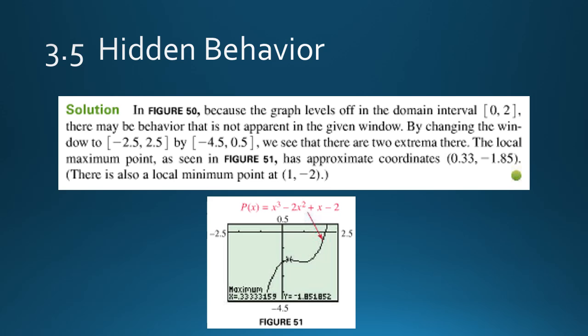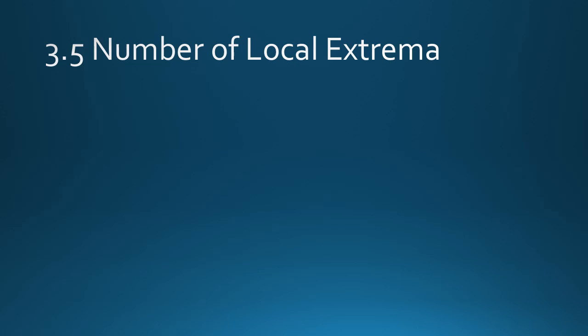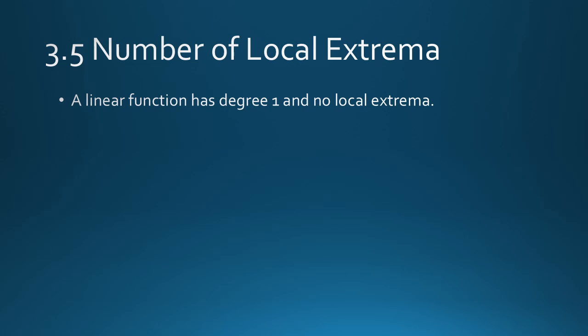So the point of this is, no pun intended, be careful. Just because it looks one way, it might look different when you zoom in. So zooming in is always a good way to double check your graph. All right, so how many local extrema? Well, a linear function has a degree of 1 and has no local extreme. In other words, a line is not going to have a highest point and a lowest point, or a higher than the rest point and a lower than the rest point.